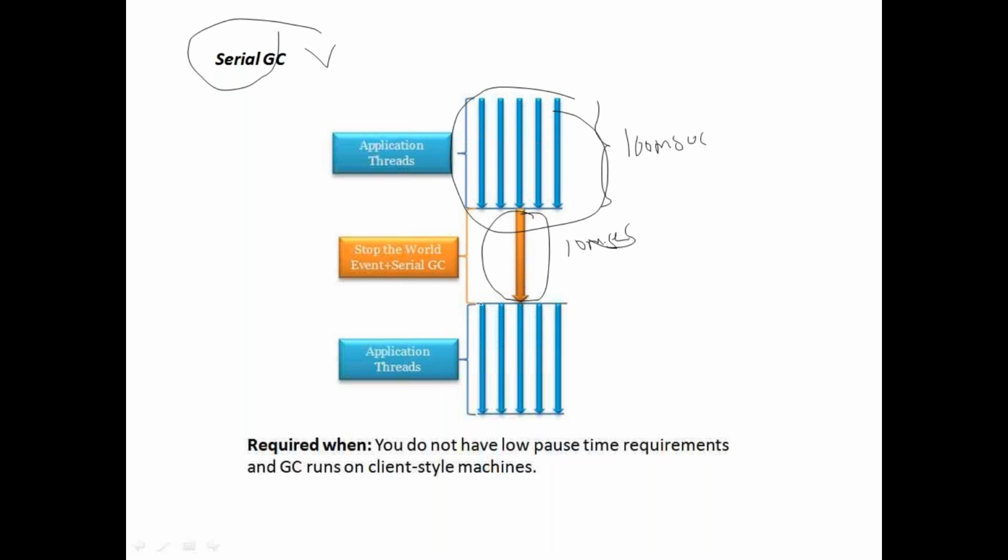First application threads, then the GC threads, then application threads. So there is no parallelism between the application and the GC. This is why they call it serial GC. And here in the serial GC, definitely a stop the world event will happen, because during this time no application threads are running. So this is definitely not suitable for our web application, wherein the application has to run continuously.